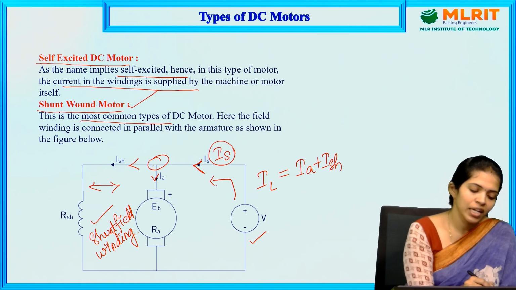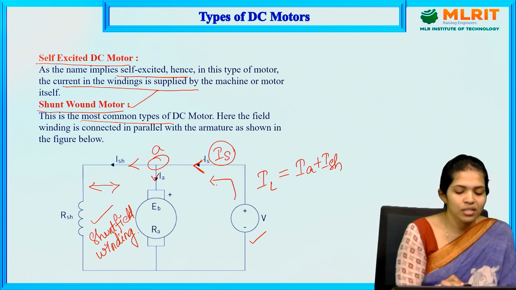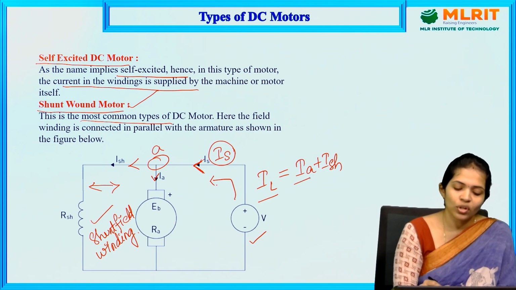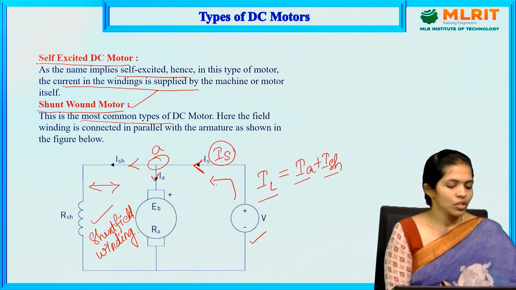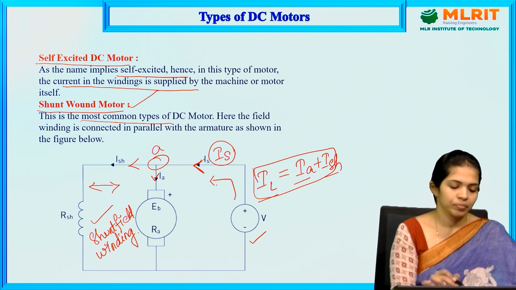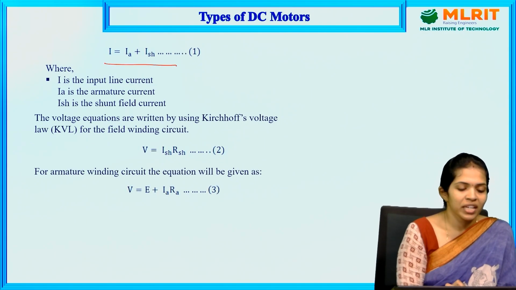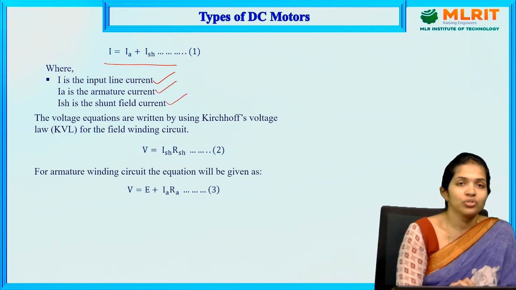The incoming current at this particular node, consider this node as A. At this node, the incoming current is equal to the sum of outgoing currents according to Kirchhoff's current law. So we can see the line current which is coming towards this node will be divided into armature current and the shunt field current. So this is the current equation for this motor: I equals IA plus ISH, where I is the input line current, IA is the armature current, and ISH is the shunt field current.